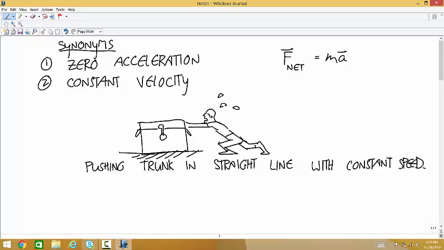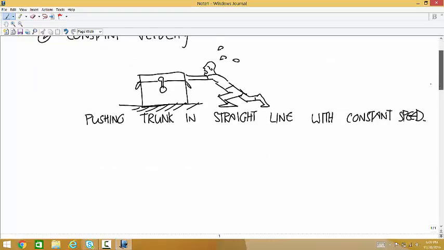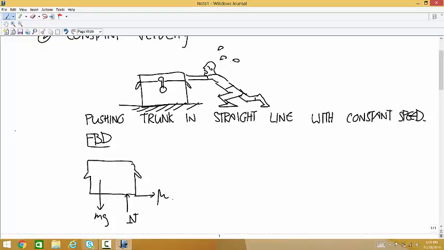Well, if you're pushing it in a straight line with a constant speed, that means constant velocity, which means acceleration is equal to 0, which means F net is equal to 0. So how can that be? Because if you drew a free body diagram of this thing, there are all these forces. There's a big weight force. There's a normal force. There's a friction force resisting the motion. And there's a force applied by you.